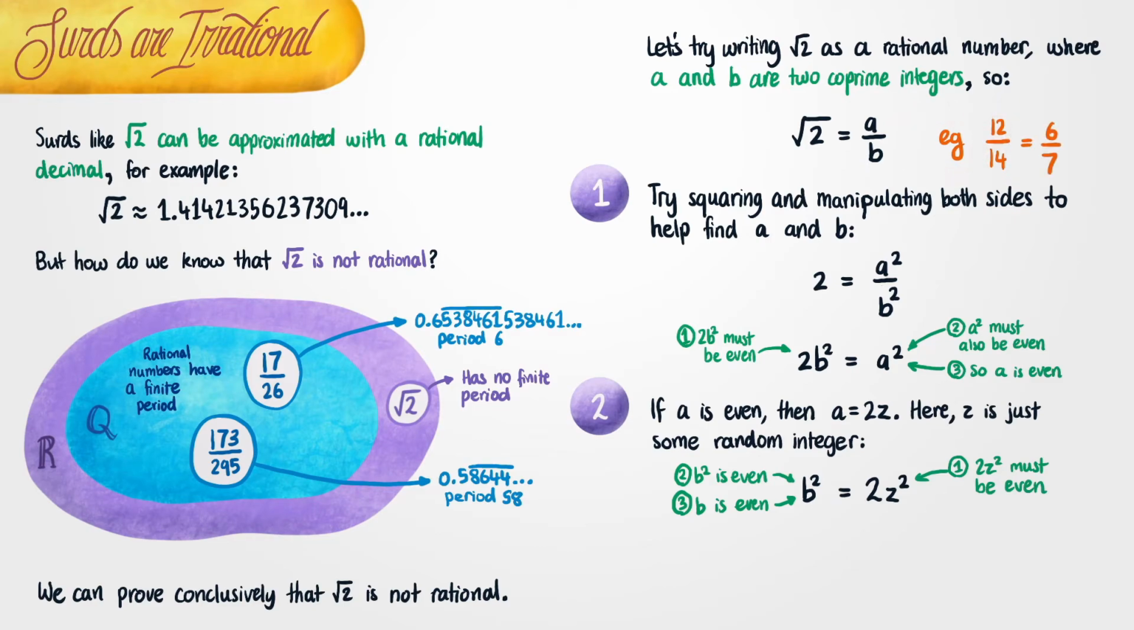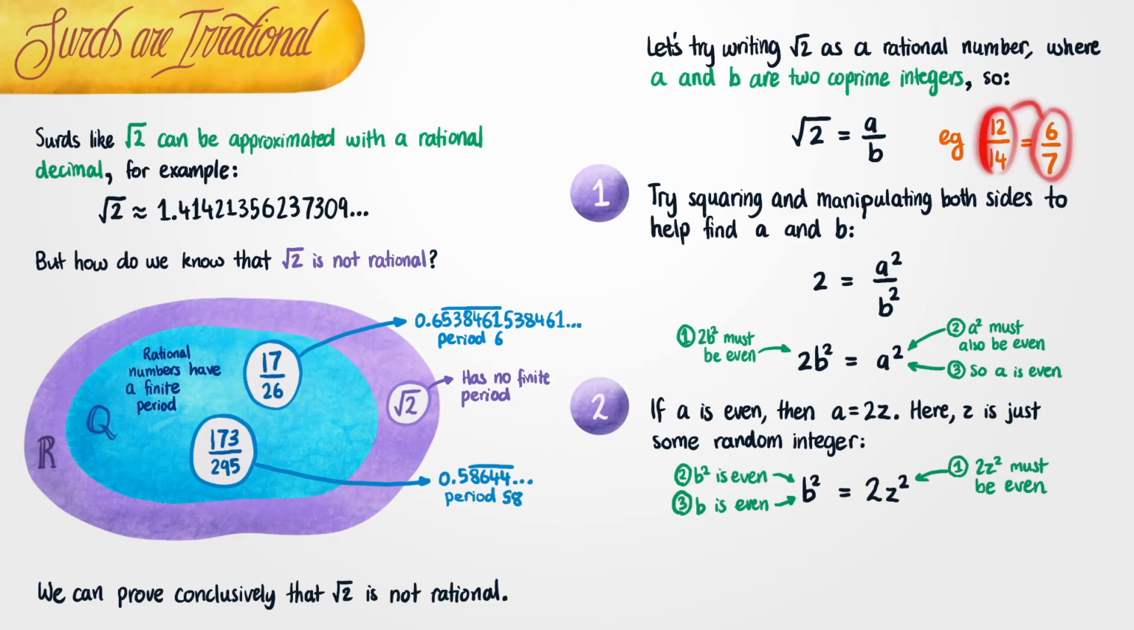This immediately tells us that writing the square root of 2 as a over b is totally impossible, because if the square root of 2 does equal a over b, then a has to be even and b has to be even. But if a and b are even, that contradicts the fact that they are coprime numbers. Two even numbers can never be coprime because they have common factors. They have a common factor of 2. And that means something like 12 over 14 can always be simplified to something like 6 over 7.